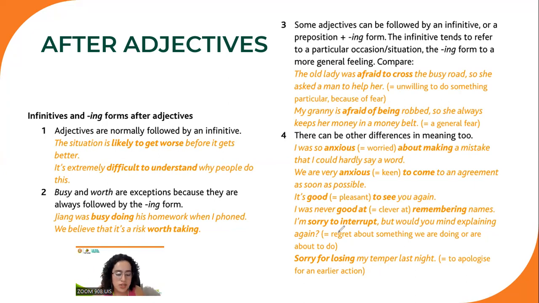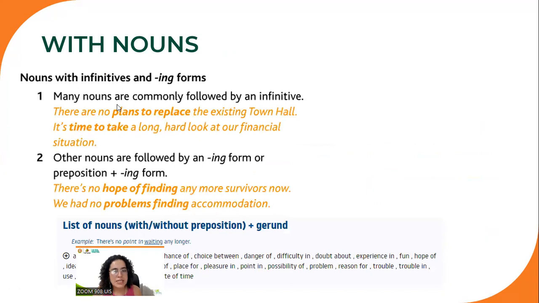All right, any questions about this, guys, in this part? No questions? Okay, we can move on. So this is for adjectives. Now let's move to nouns. We were talking adjectives, now let's check nouns, okay? The rule here is that many nouns are commonly followed by infinitive. So this is the general. Most of nouns are followed by the infinitive form, so with to, okay?